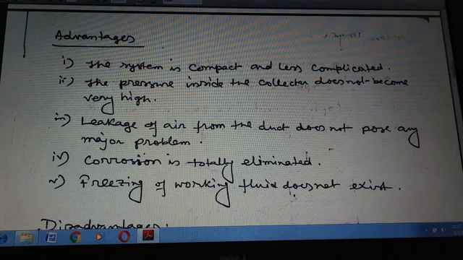Next, corrosion is completely eliminated. So no corrosion effect is there. Next, freezing of working fluid does not exist. So these are the advantages.